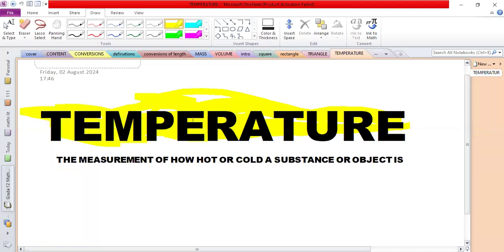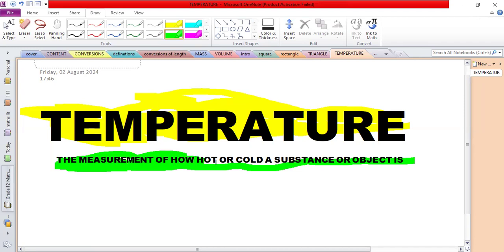Temperature is the measurement of how hot or cold a substance or object is. The measurement of how hot or cold. Most people, when they think of temperature, think of something that is hot. No, even something that is cold is also temperature. Temperature measures the thing that is hot and also the thing that is cold. So that's how it works.